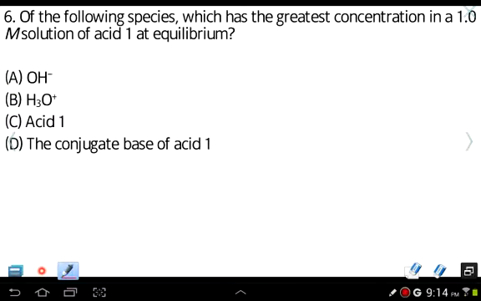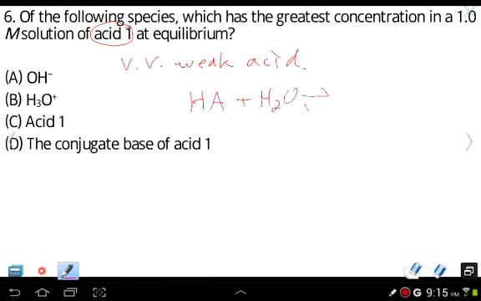Of the following species, which has the greatest concentration in a 1.0 molar solution of acid 1 at equilibrium? Now, we said that our acid 1 is our very, very weak acid. If you have a very weak acid, by definition, that acid, as it reacts with water and dissociates, remember acids produce H3O+, by definition, if it's weak, then most of it ends up on the left side, which means we have a lot on the reactant and very little on the product side, which means we don't have much of H3O+. That's out.